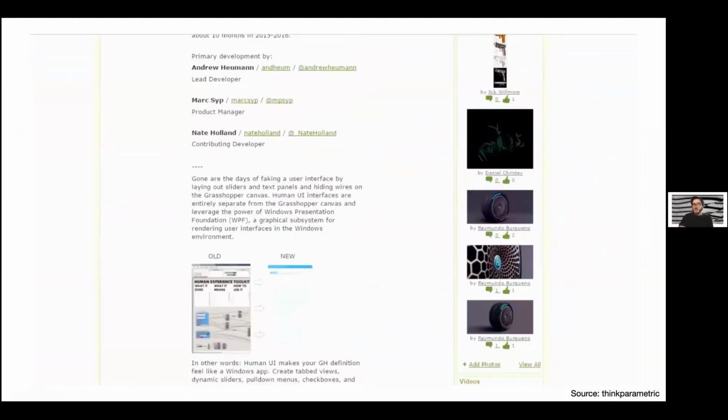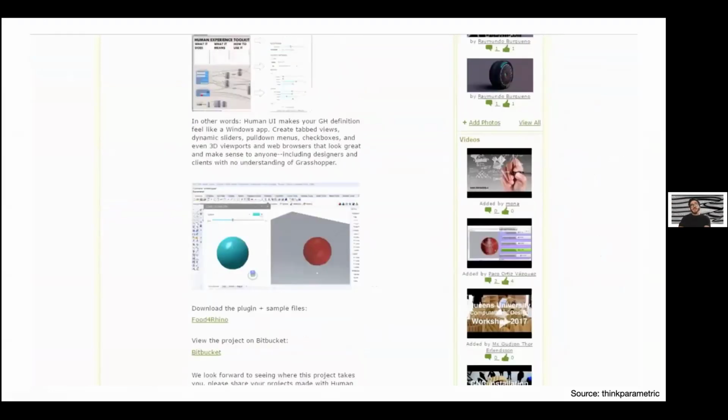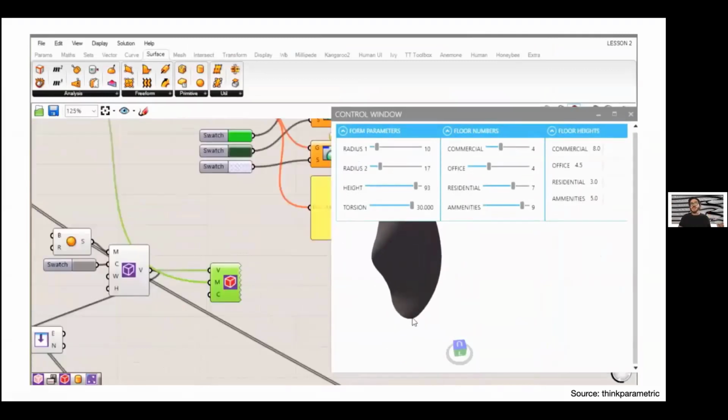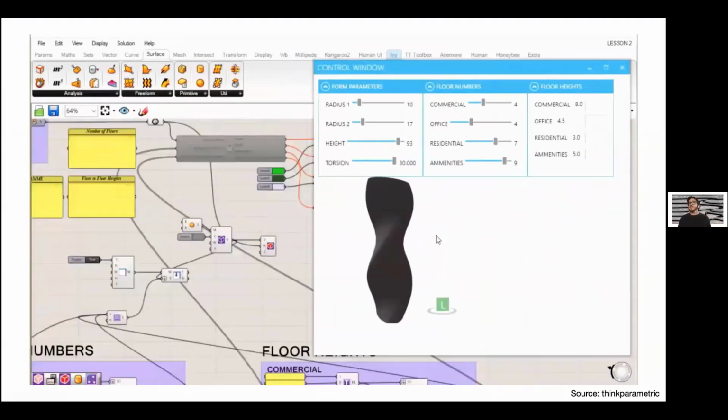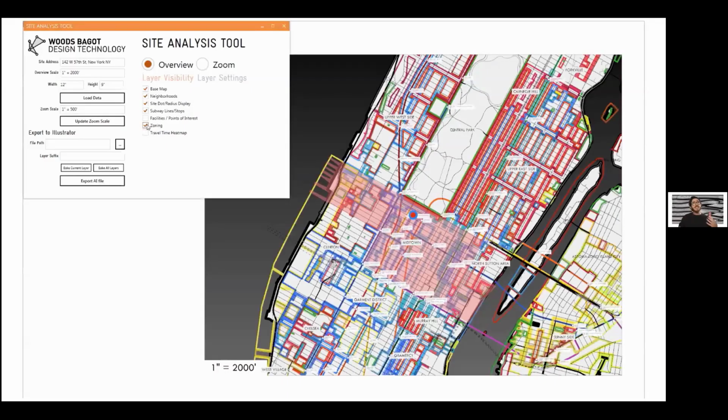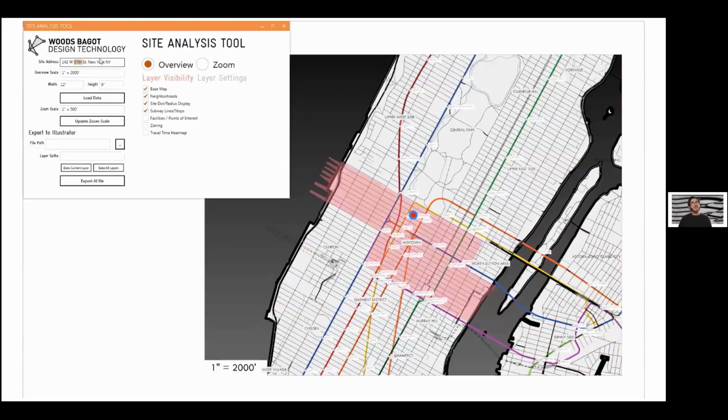And so this is Human UI, which is a plugin that allows you to build these user interfaces just using Grasshopper components, but you could basically wrap your definition with a UI and share it with somebody. And that worked fairly well. I think we did a lot of that at NBBJ, and I went on to Woods Bagot and did a lot more of it, where we were building pretty sophisticated mini applications that were all backed by a Grasshopper script.